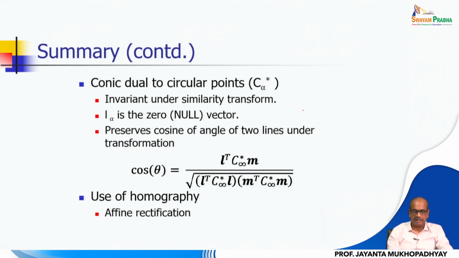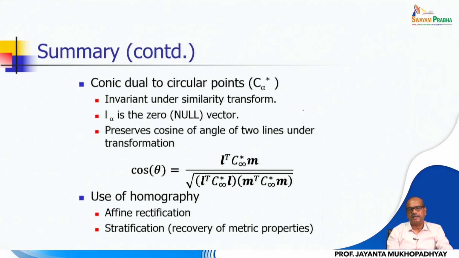Using homography we can perform different kinds of rectification. One is affine rectification, and another one is stratification, which I discussed in the last lecture, which is basically a recovery of metric properties, because under similarity transformation the distances become proportional.